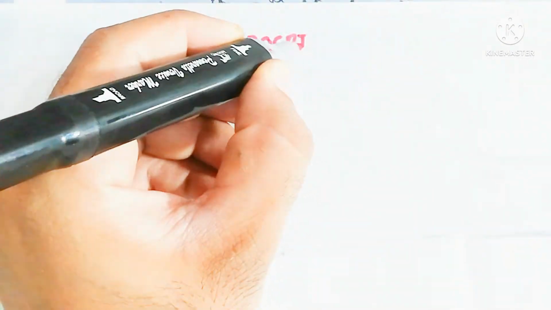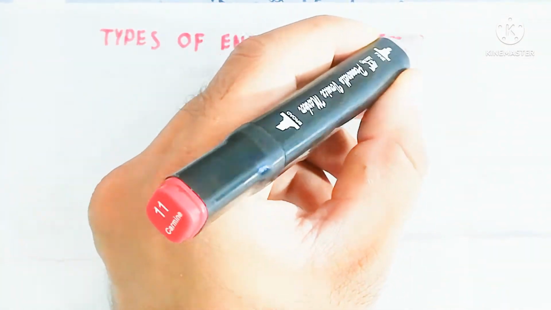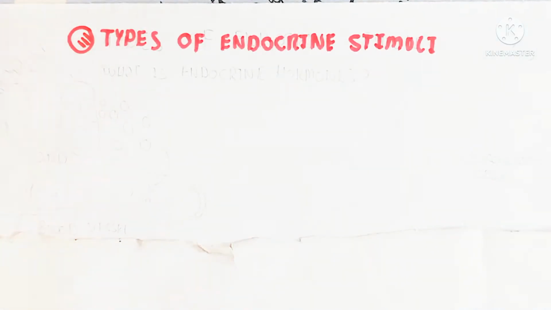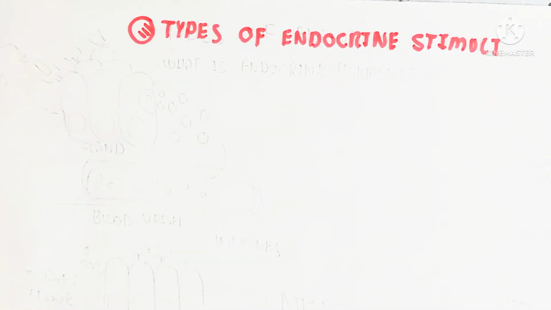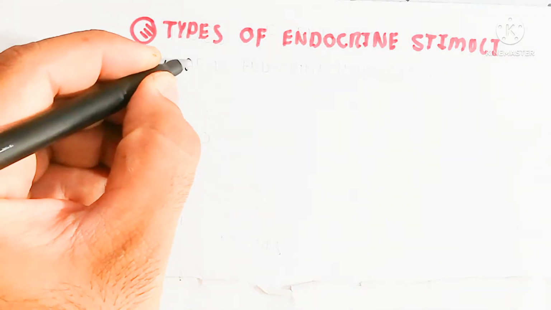Hello, in this video we will discuss the types of endocrine stimuli. The stimulus is singular and stimuli is the plural. So we will discuss the types of endocrine gland stimuli. So what are endocrine hormones?